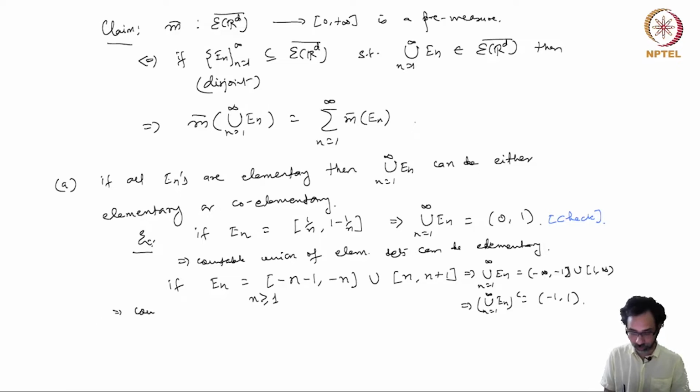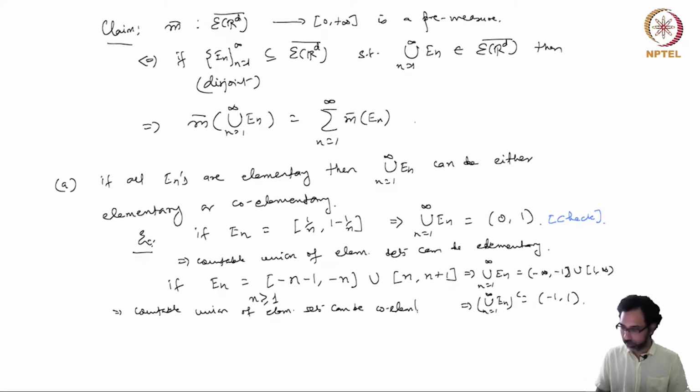So a countable union of elementary sets can be co-elementary. So in both cases we have to show that when you have a disjoint union of elementary sets which are either elementary or co-elementary, then you have this relation, which is the countable additivity relation.